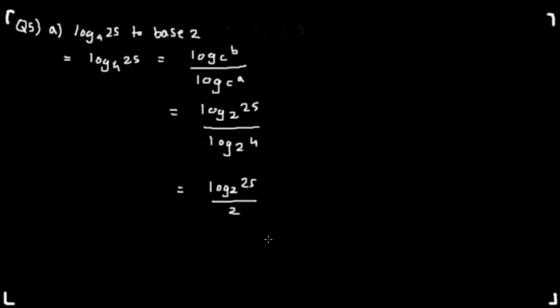Now, when we divide something by 2, that's the same thing as multiplying it by 1/2, and we can all agree on that. So from here, what you can say is that it's 1/2 times log base 2, and the argument's 25.